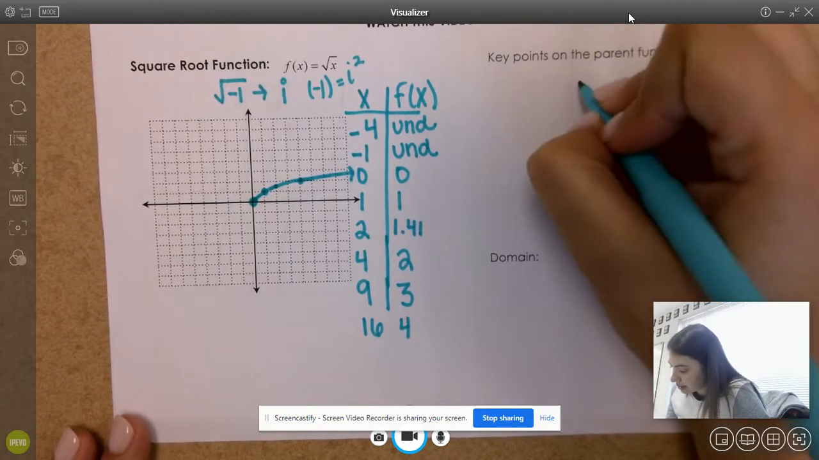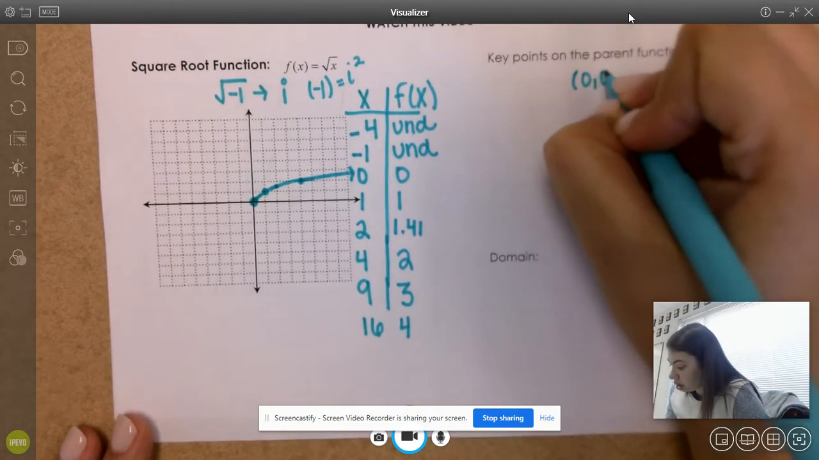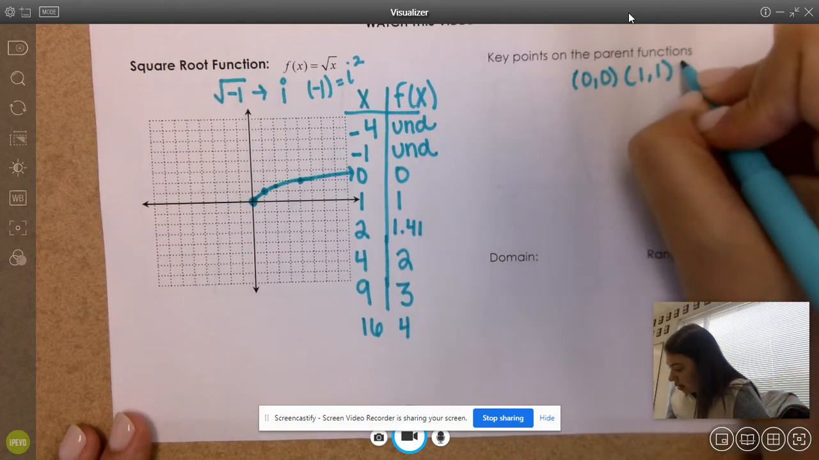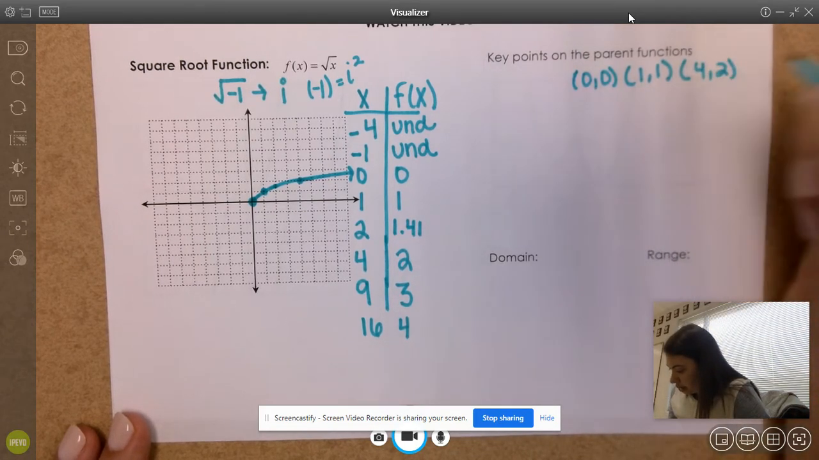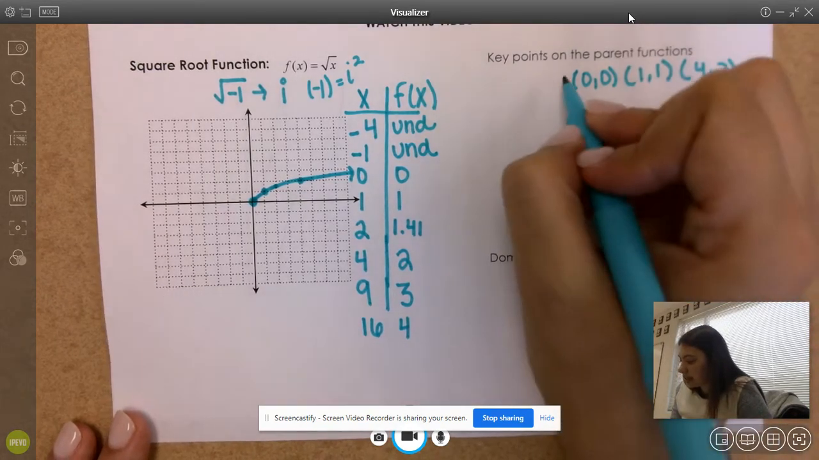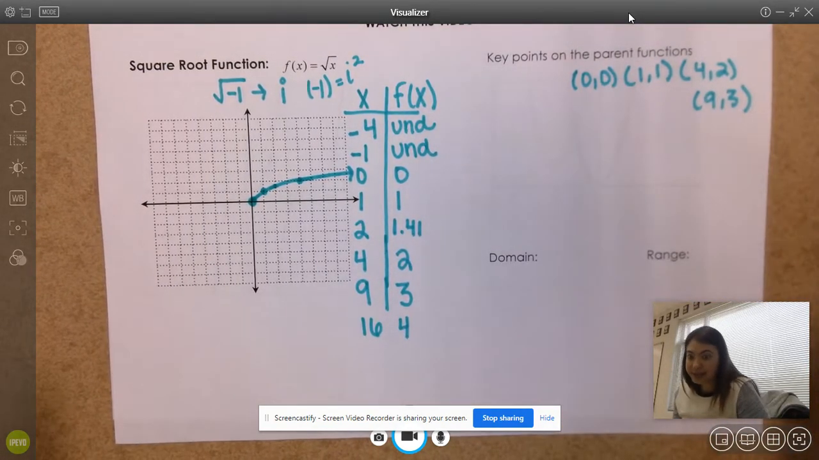Now, some key points, if you notice, really just start at 0, 0, 1 to 1. We can go 4 to 2. We'll just look at good numbers. 9 to 3. And if you notice, nothing happens over here because it is undefined. You can't even plot those points.